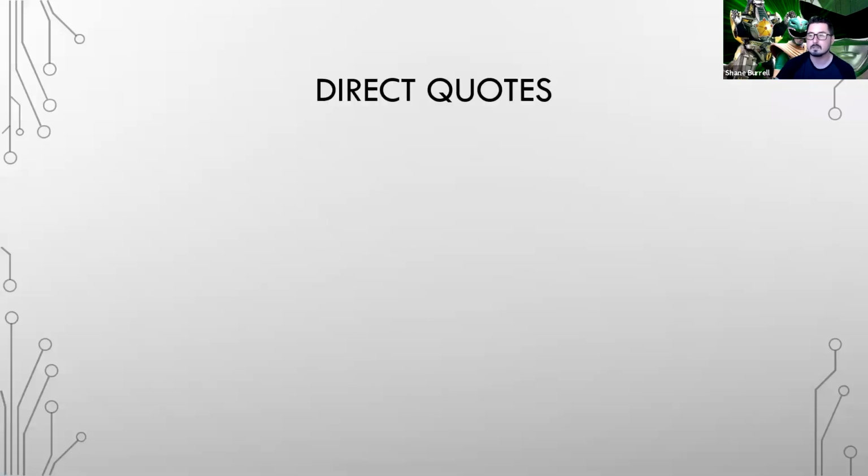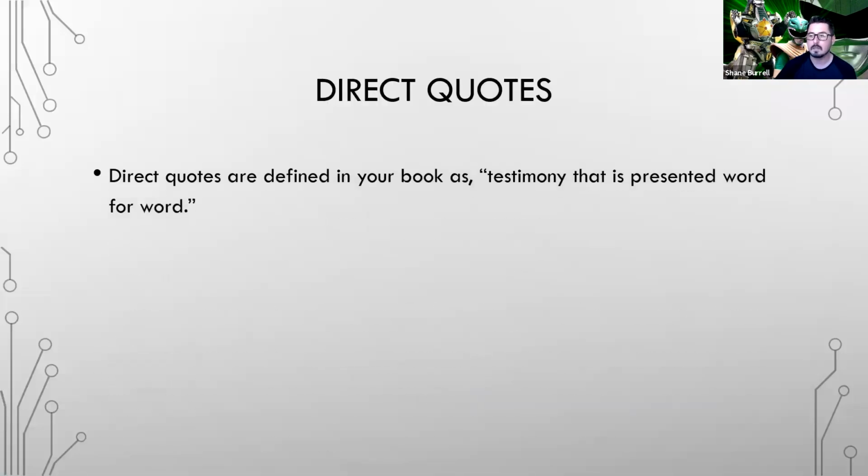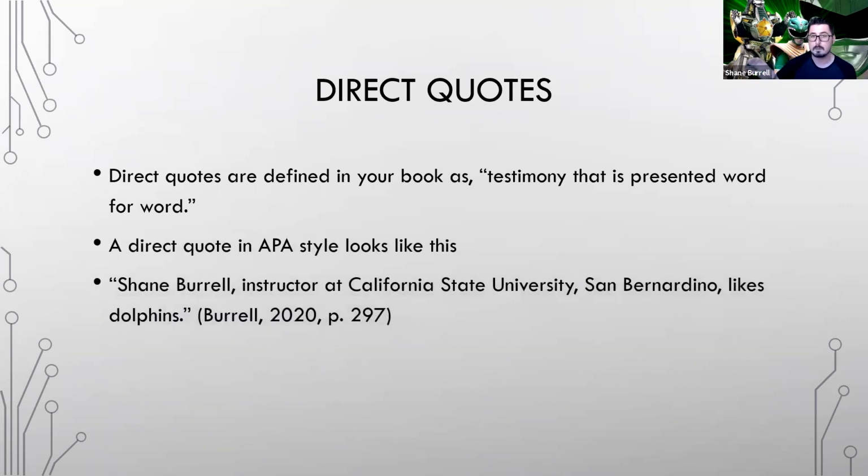So first and foremost, direct quotes, right? Direct quotes are defined in your book as testimony that is presented word for word. And what does that mean? Testimony that is presented word for word. As an example of this, you can see right here, this is proper APA style direct quoting. So if I was giving a speech about dolphins, and I simplified this, obviously yours is going to be a much more elaborate thing, but this is how I would do it.